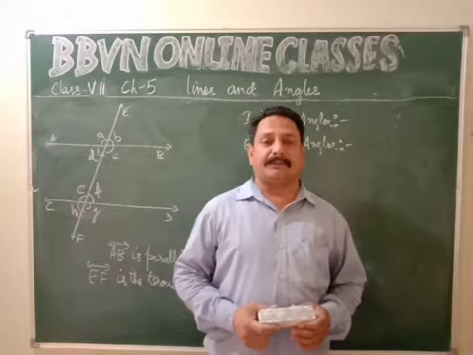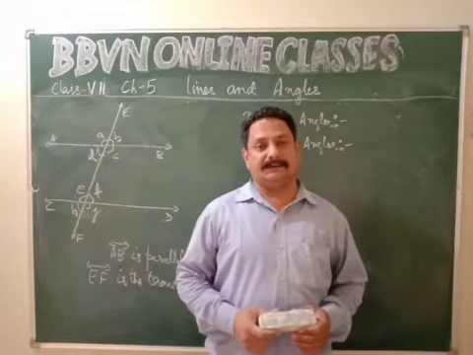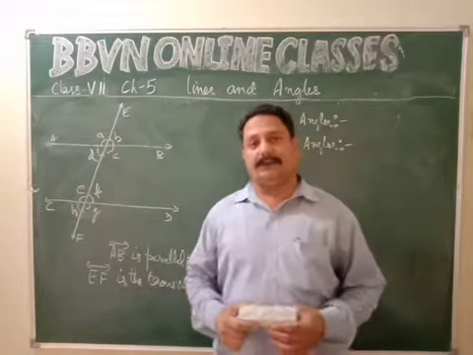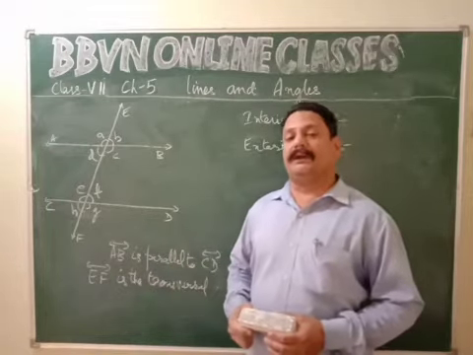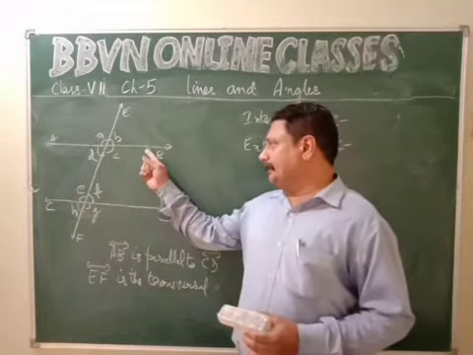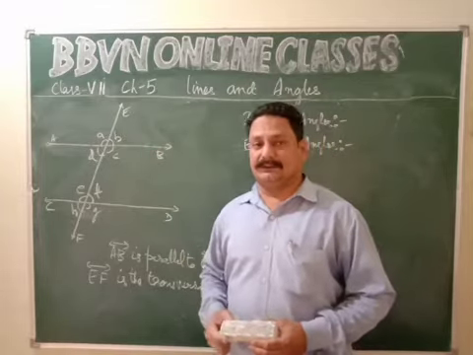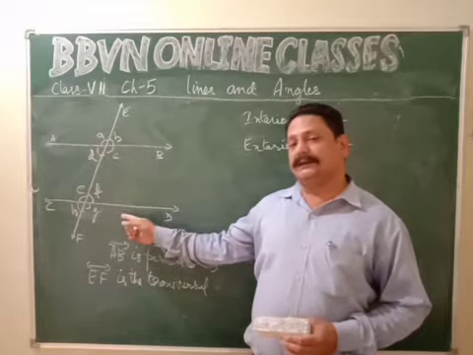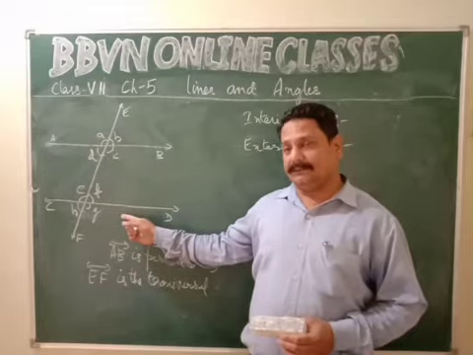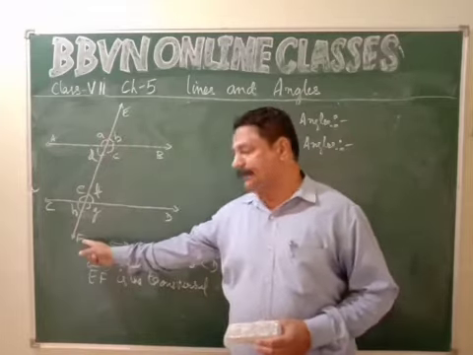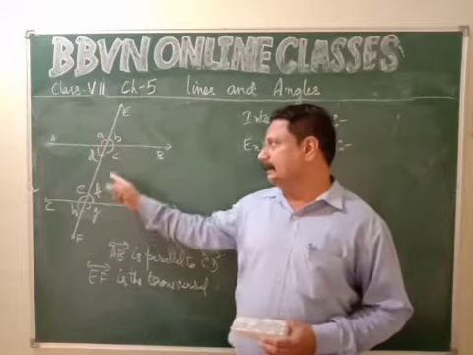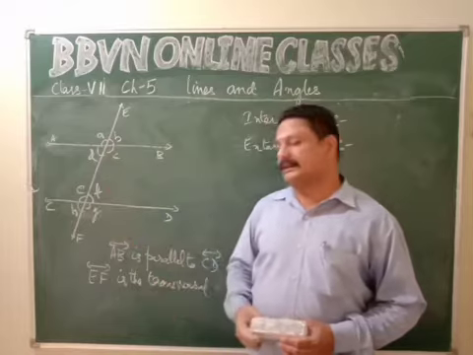We were in chapter number 5, lines and angles. Okay, so we have discussed a lot of things. Today we'll explore certain properties of parallel lines and transversal. So I have line AB and line CD which are parallel to each other. Another line EF is a transversal. It intersects both the lines at two distinct points.